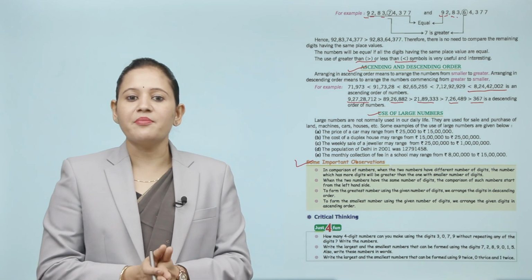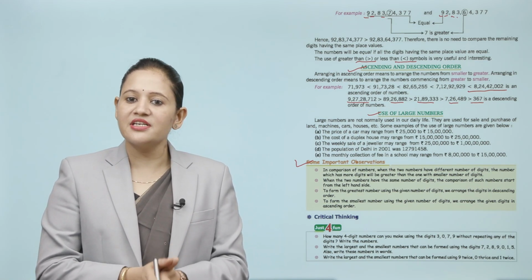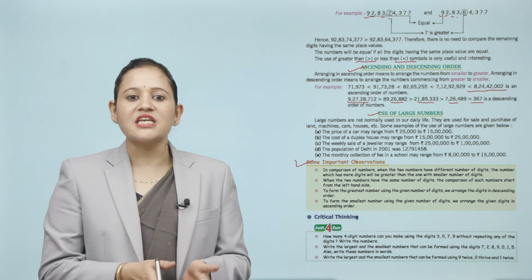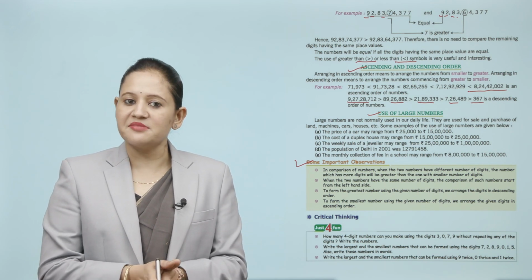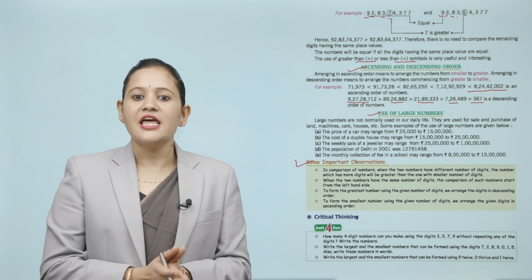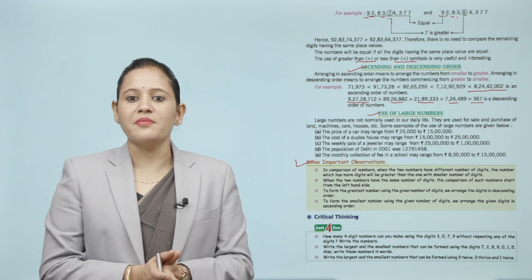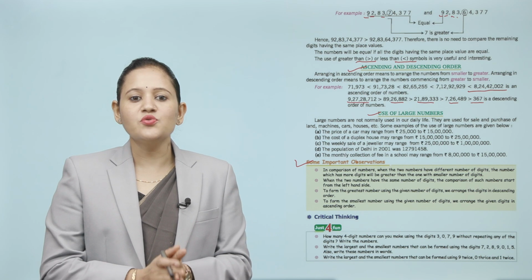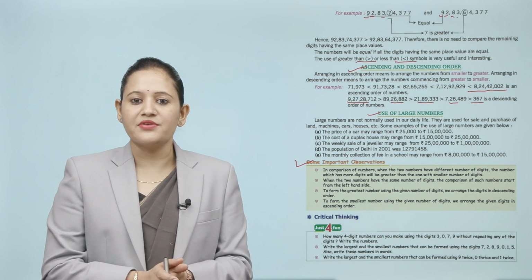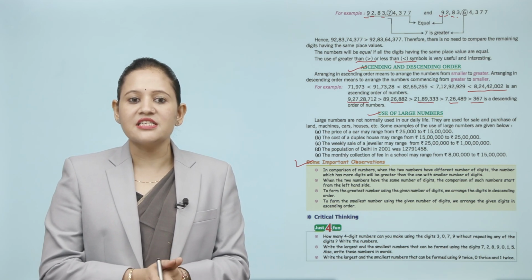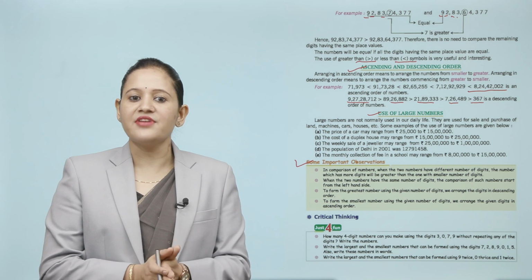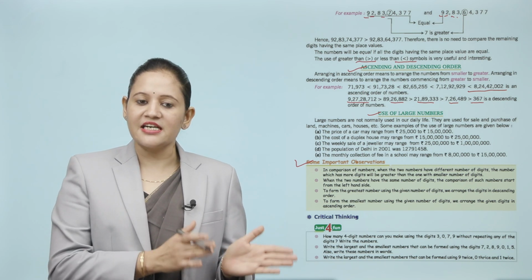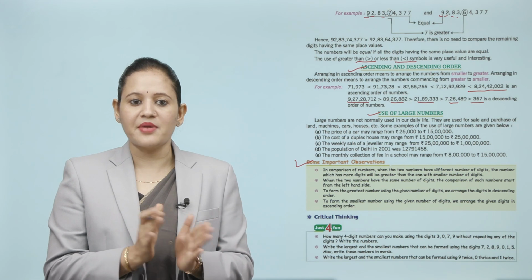In comparison of numbers, when the two numbers have a different number of digits, the number which has more digits will be greater. जिसमें भी number ज़्यादा होंगे वो greater होगा. Then the one which has fewer digits, जिसमें कम होगी वो smaller होगा. When the two numbers have the same number of digits, the comparison of such numbers starts from the left hand side. Left hand side से start करते हैं अगर number of digit same है तो.